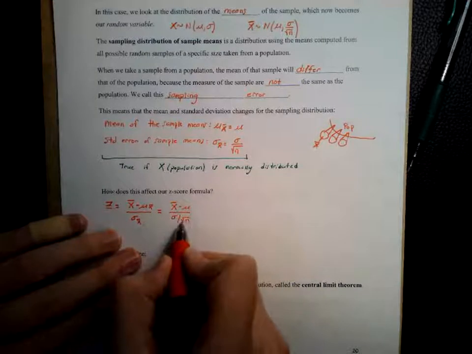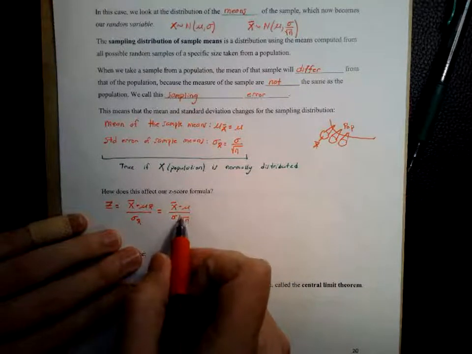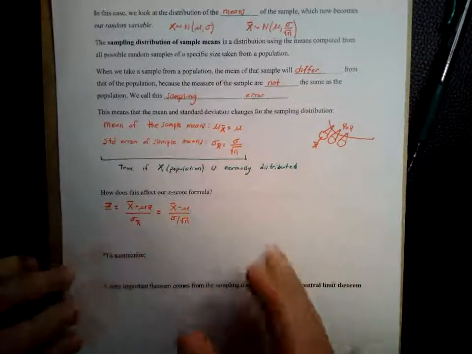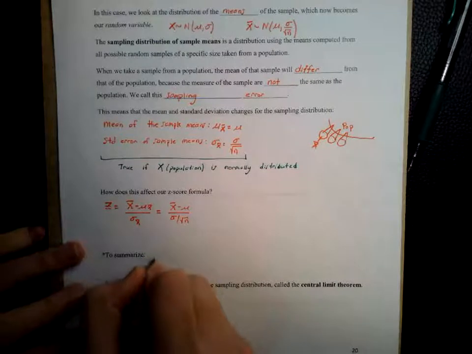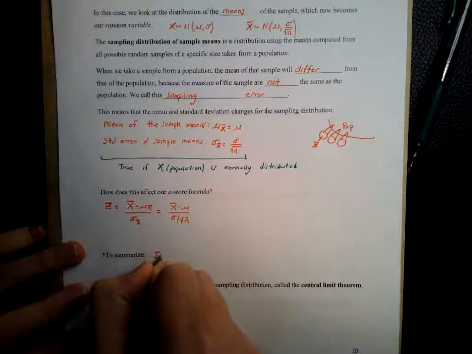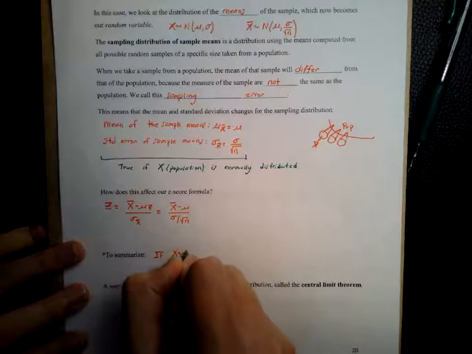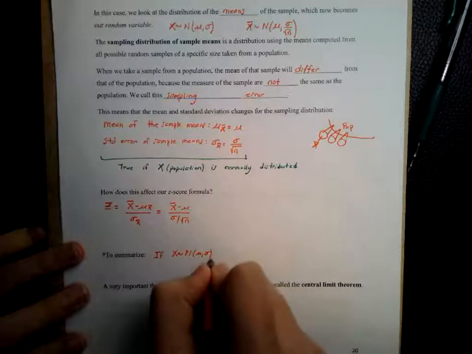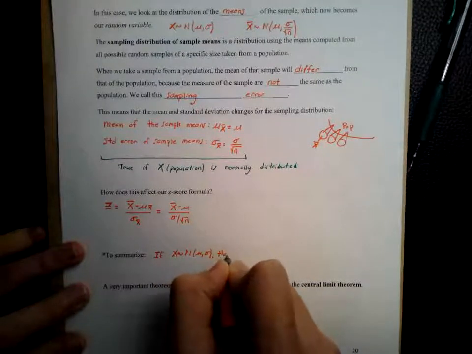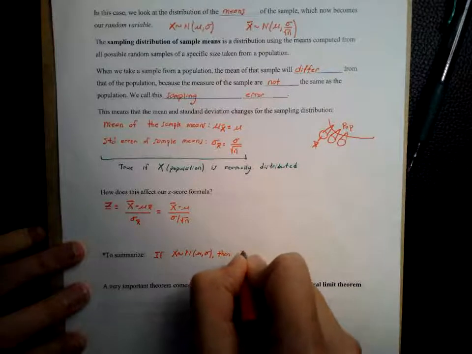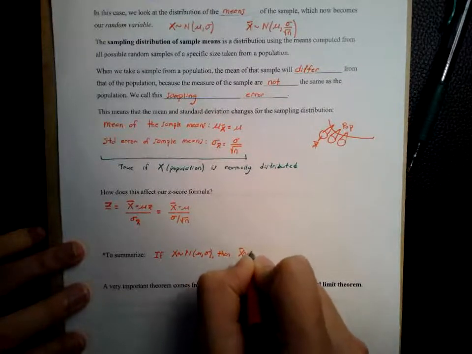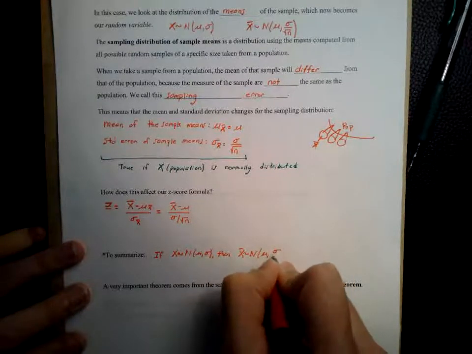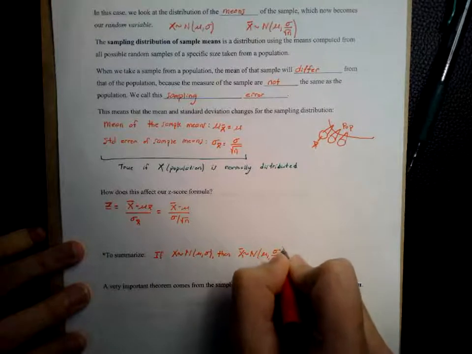So our formula is going to slightly change here when we're interested in the probability of our sample mean falling in between two values or less than some value. To summarize, if X is distributed normal with some mean mu and some standard deviation sigma, then X bar, the distribution of the sample means, will be distributed normal with that same mean mu, but a standard deviation of sigma over the square root of n.